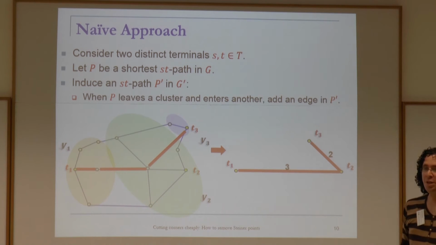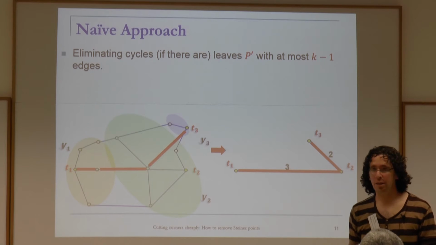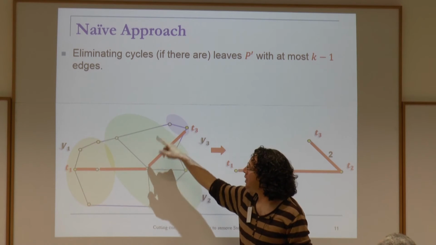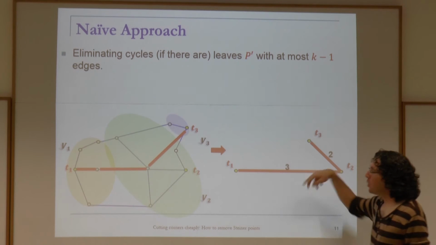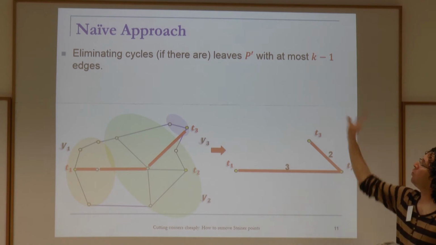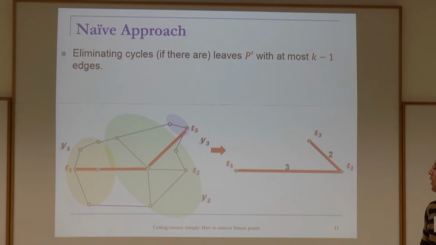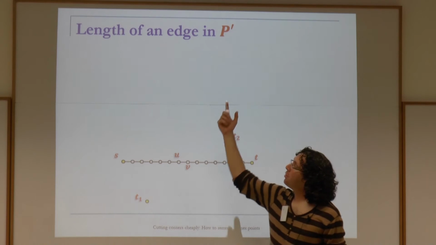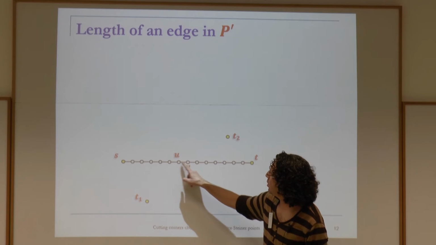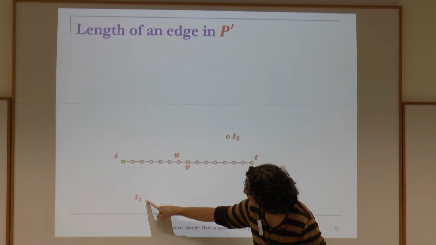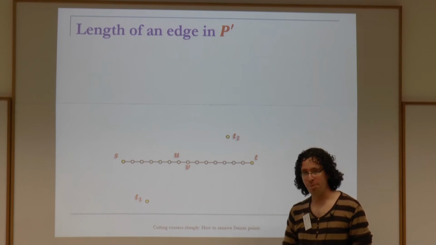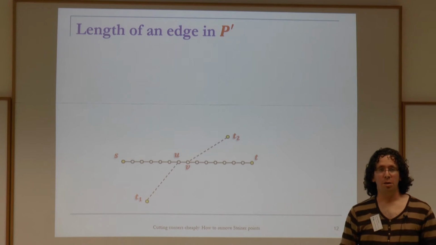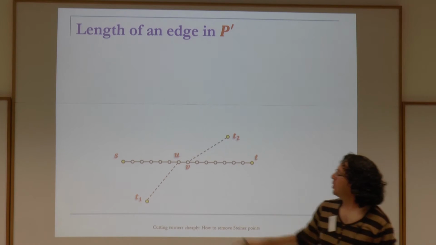Okay? So this induced path in G prime, if we eliminate cycles, because it could be the case that we go in and out of a cluster. So if we eliminate cycles, we get a path here which has no more than k-1 edges, because it's a simple path. So it remains to bound the length of a single edge of such a path. Okay? So when does a path cross between clusters? When there was an edge here, in which one endpoint was contracted here and the other was contracted there. Right? This creates an edge in the new path which crosses clusters.